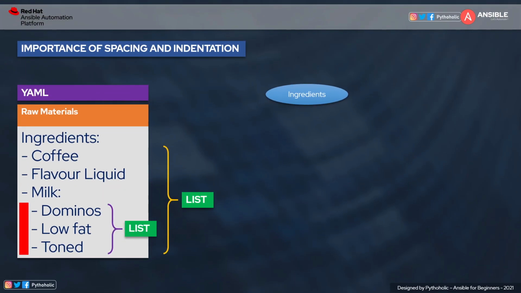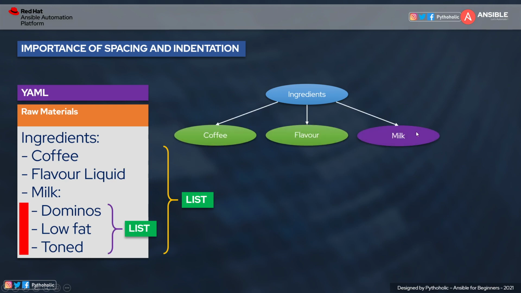As I told you before, we will be understanding why the spacing and indentation is very important for us in YAML. So let's suppose we have this ingredient and we want these three to be the list of values, isn't it? So I'll just expand this. So these three are my list of values. So coffee, flavor and milk are the ingredients.